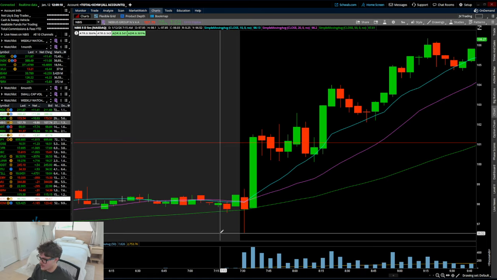So now you're probably wondering, okay, well, how many shares should I buy? How do I know I'm risking properly? You're going to go to your calculator app. Go to your calculator app, and we're going to do this. So it all depends on what your account size is.